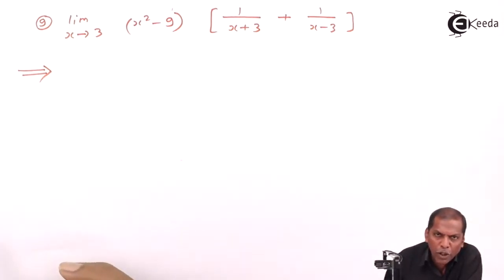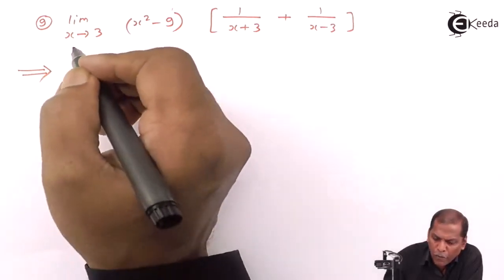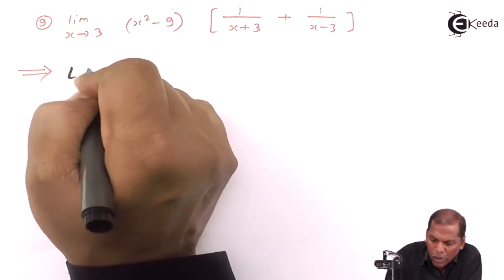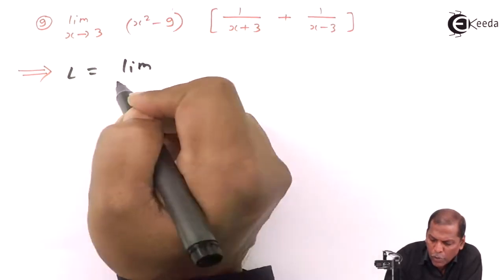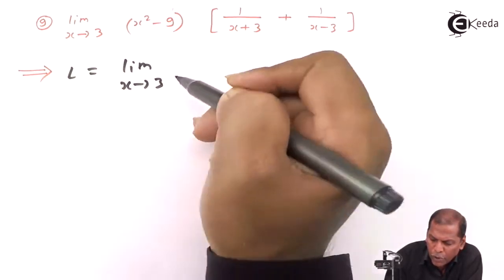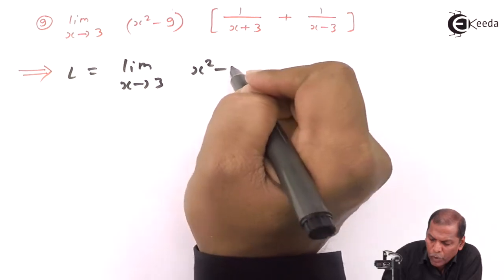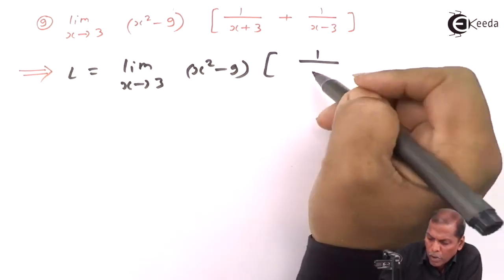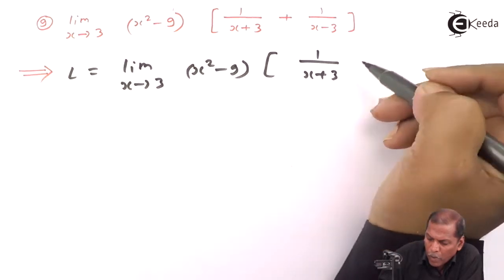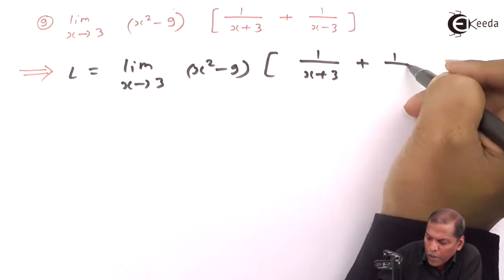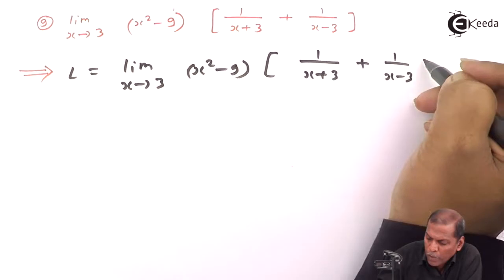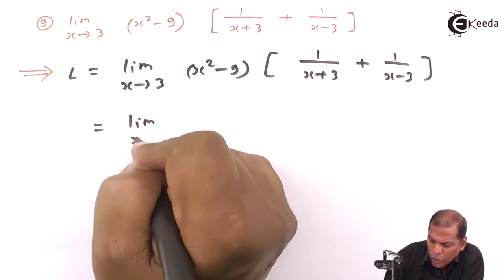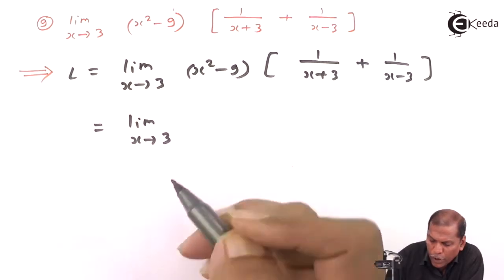Now let's see the solution. The solution is quite simple. First of all, we denote the given problem as L. So L is equal to limit as x tends to 3 of (x square minus 9) times [1 upon (x plus 3) plus 1 upon (x minus 3)], that equals limit as x tends to 3.